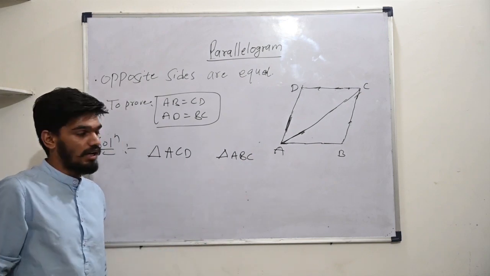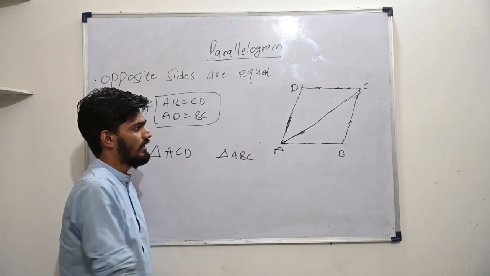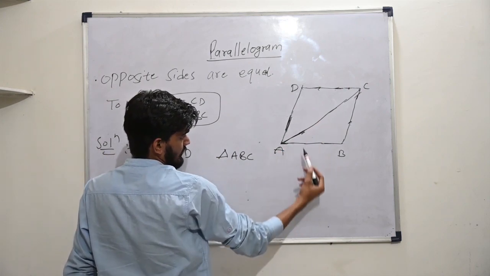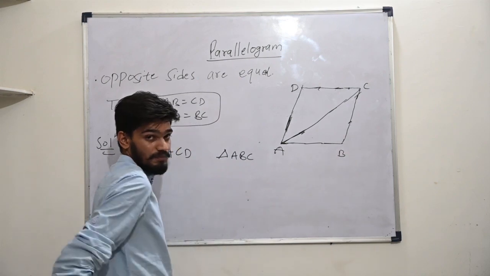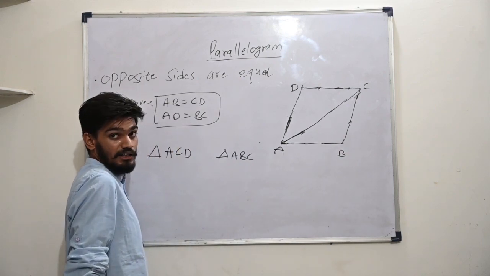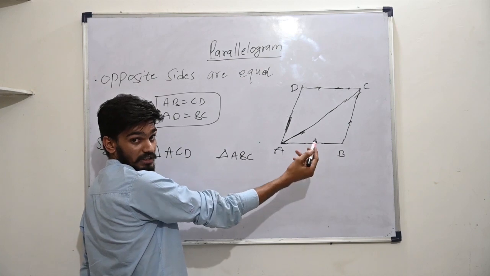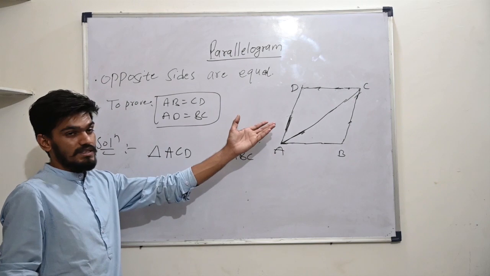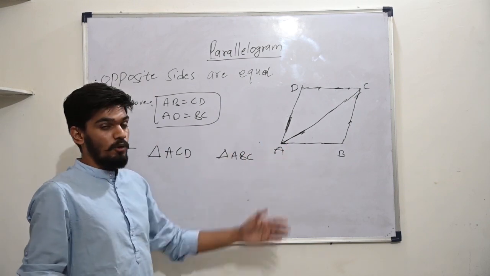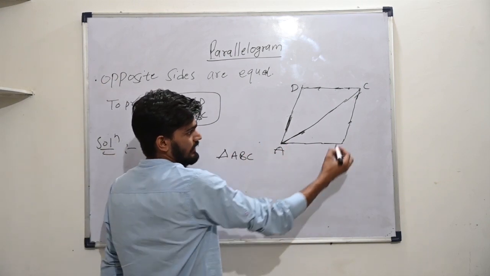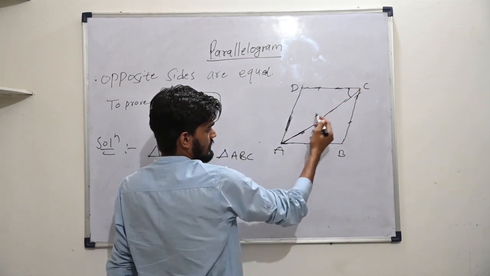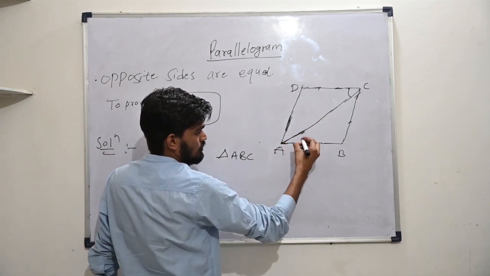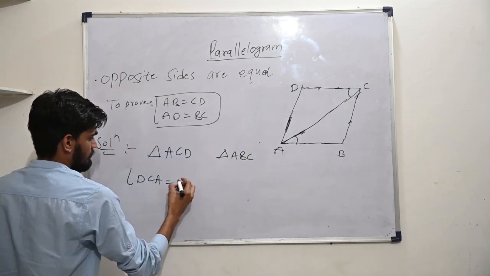What do we know about parallelogram? That opposite sides are parallel. Alright, so let's say side AD and side BC are parallel to each other, and when they are parallel to each other, then this CD is a transversal line, and when CD is a transversal line, then alternate interior angles will be equal. That means angle DCA will be equal to angle CAB.